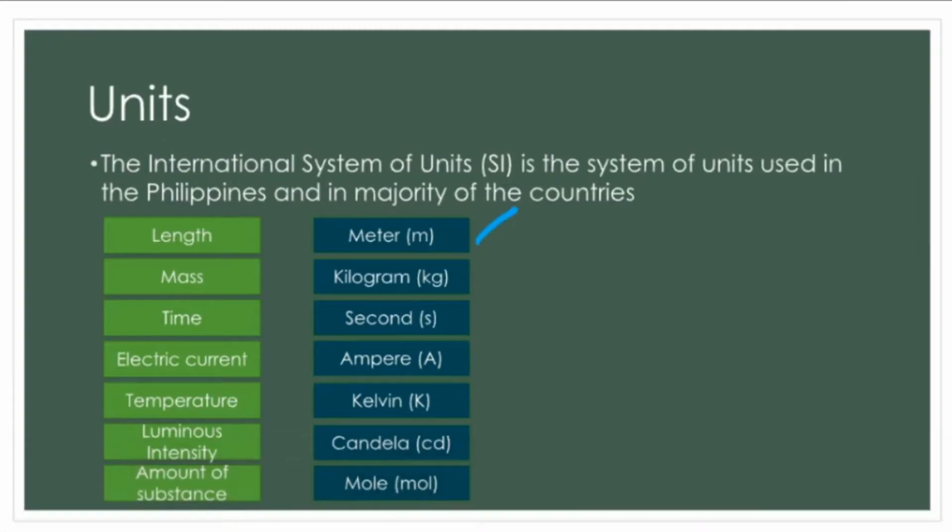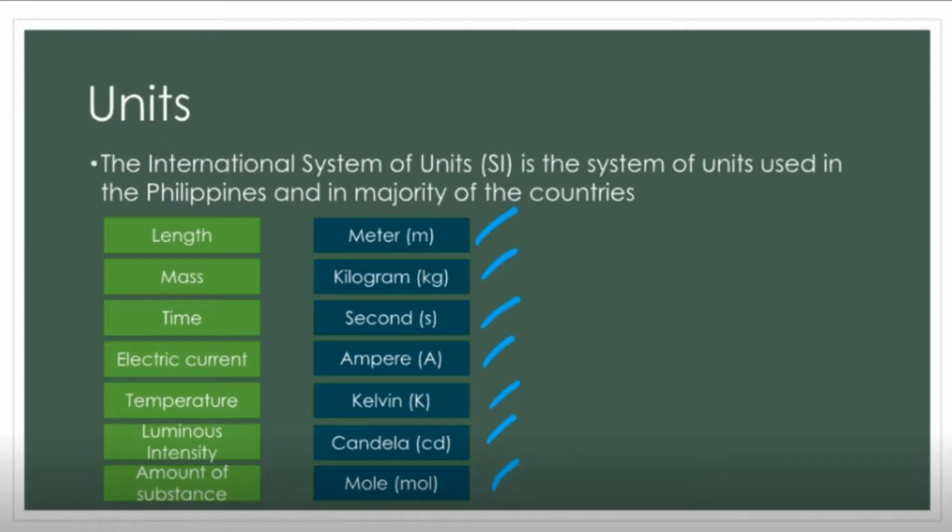For length, we have meters. For mass, we have kilograms. For time, we have seconds. For electric current, we have amperes. For temperature, we have kelvins. For luminous intensity, we have candela. And for the amount of substance, we have moles. It is important that you remember what the standard units are for the fundamental quantities.